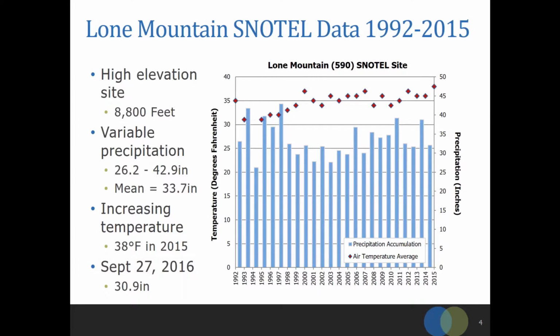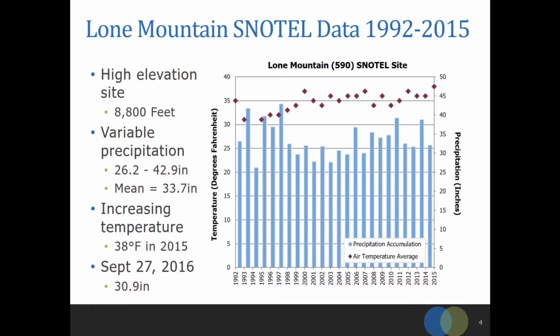So looking at water accumulation and snow in the Big Sky area, we have the Lone Mountain Snotel site, which is the most relevant data source. This has been around since 1992. It's a high elevation site sitting up there on the side of Lone Peak at 8,800 feet. I'm just looking at this data real quick, plotted between 1992 and 2015.